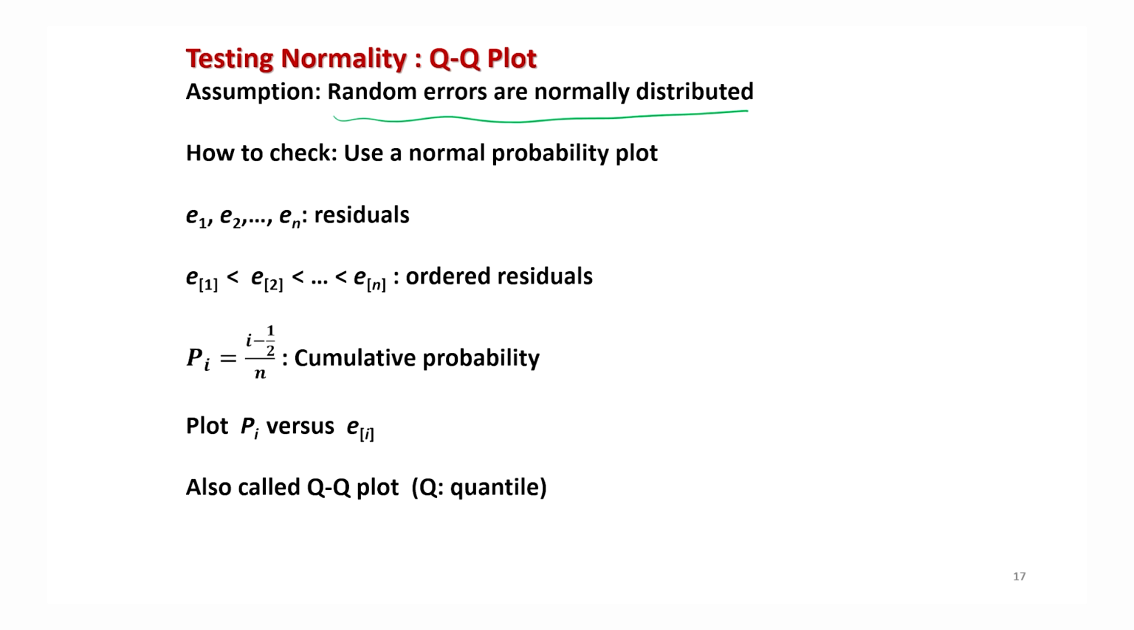So we have some analytical tests also about goodness of fit, but here I am going to demonstrate a very simple technique which is called a QQ plot. QQ means quantile plot, right? So we try to create here a normal probability plot using the residuals, right?